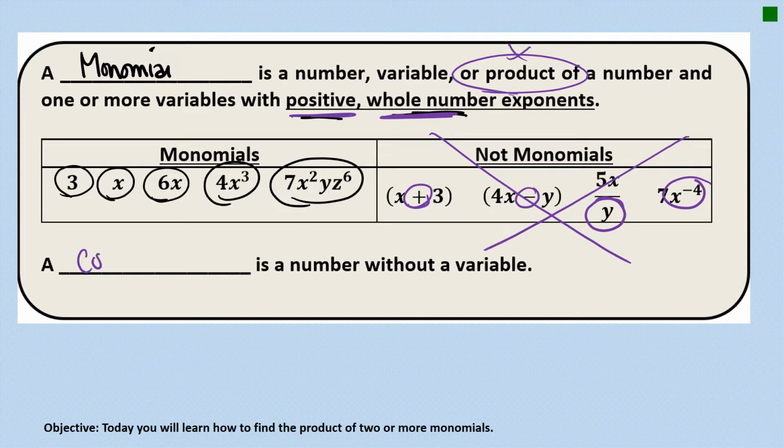A constant is a number without a variable. So what you should have written down on this slide is I would just put monomial, and I would put these examples and these examples for no. Okay, we're going to talk about that in class. So look at that when we talk about it.